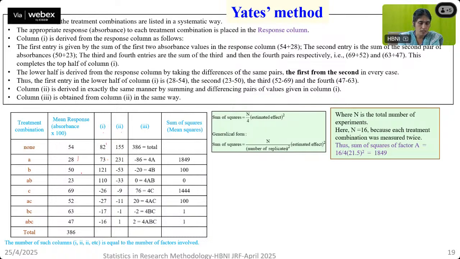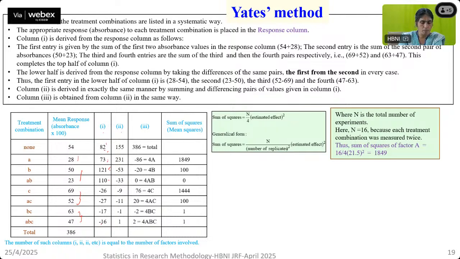Second value is the sum of the second two pairs. Third value is the sum of these two. This value is the sum of the last set. So 4 such pairs are there. We take adjacent pairs and take their sum. Sum first, sum 1, sum 2, sum 3, sum 4.